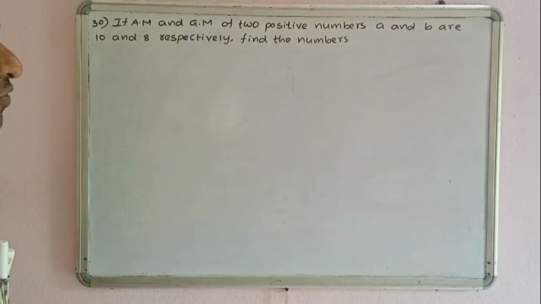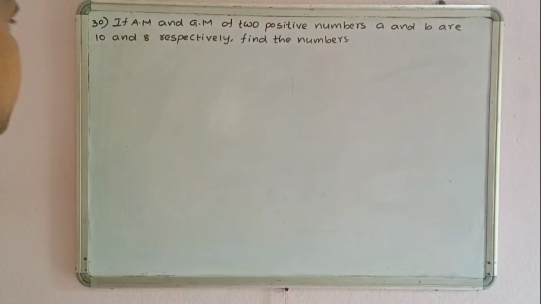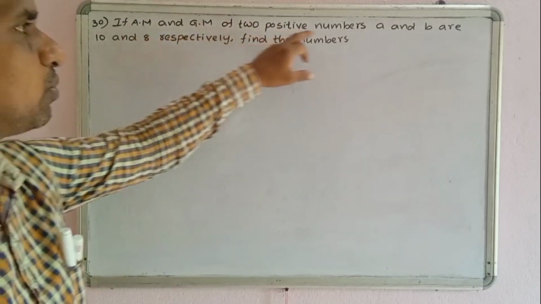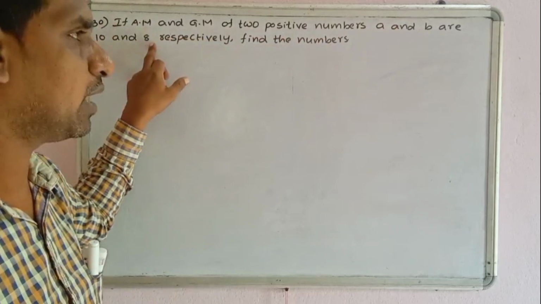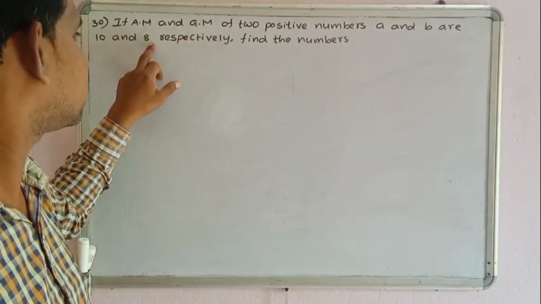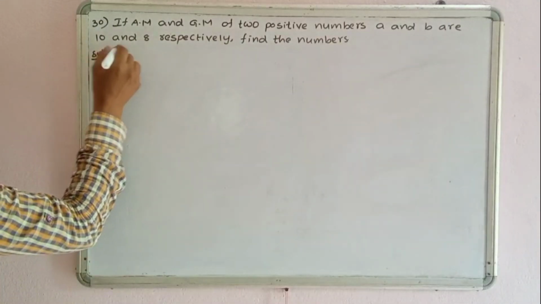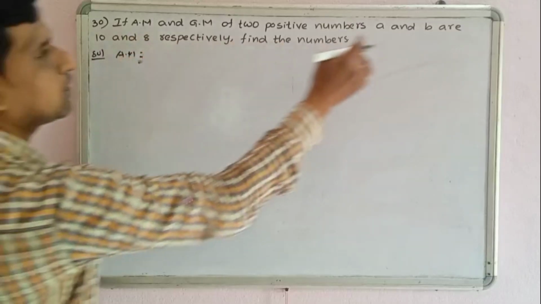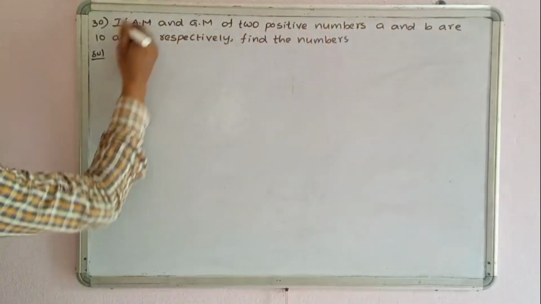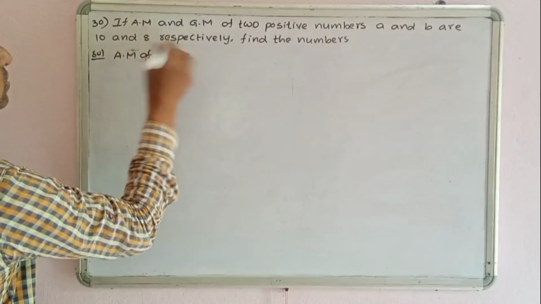Problem 30. If AM and GM of two positive numbers a and b are 10 and 8 respectively, find the numbers. Okay, a and b are two positive numbers. Their AM is 10 and GM, the geometric mean, is 8. Find the numbers. See, AM of A and B is given. AM of A and B equals 10.